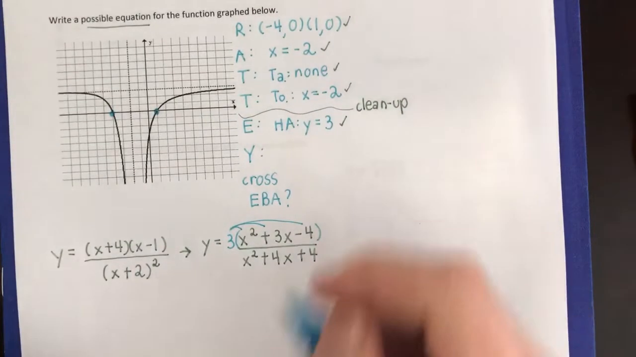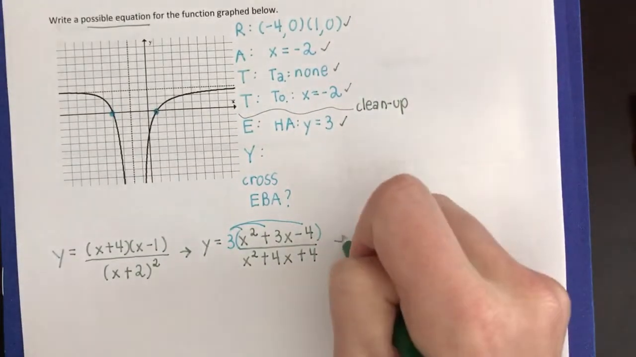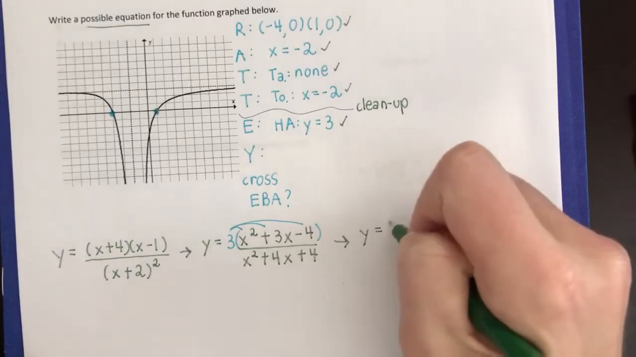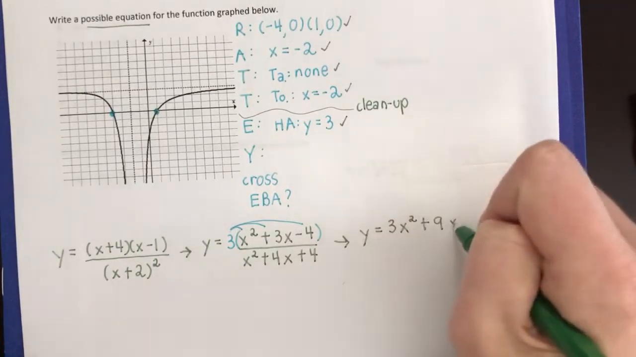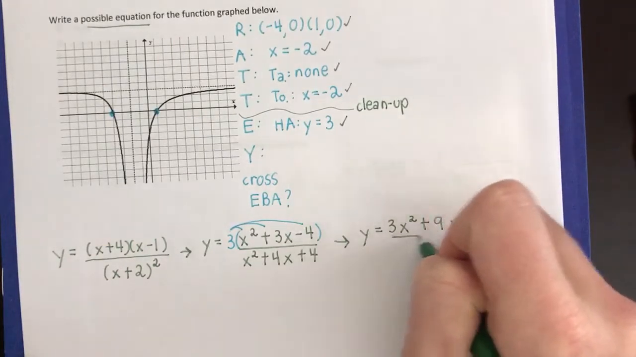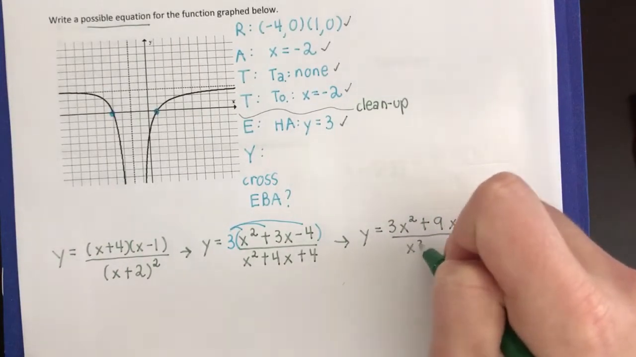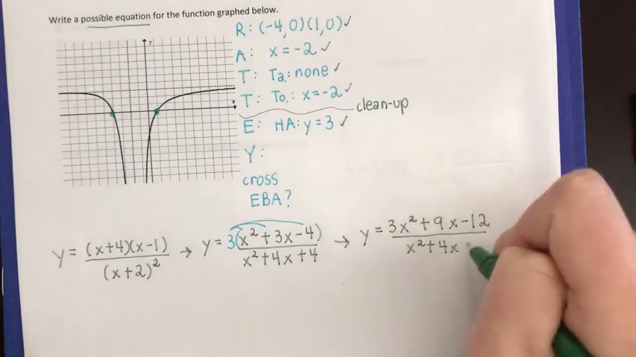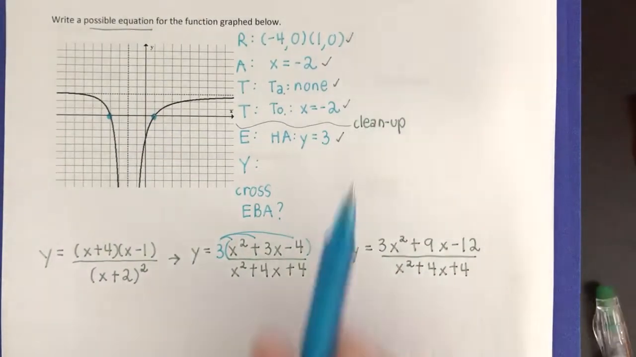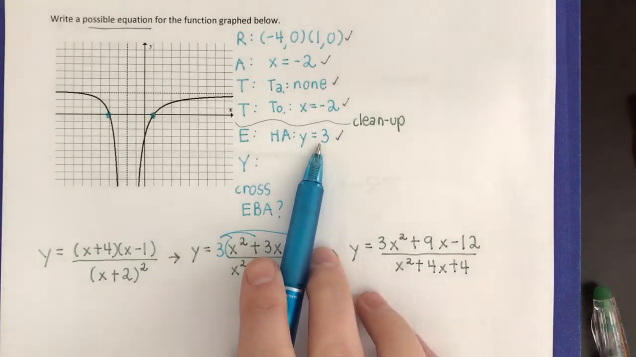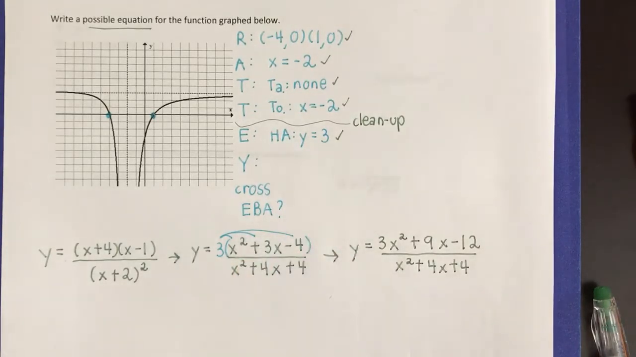Okay, so let's go ahead and distribute through and clean this up one more time. So y equals 3x squared plus 9x minus 12 over x squared plus 4x plus 4. Okay, so here we've taken care of that.